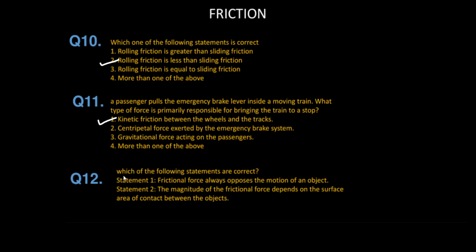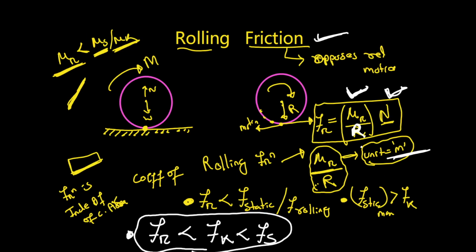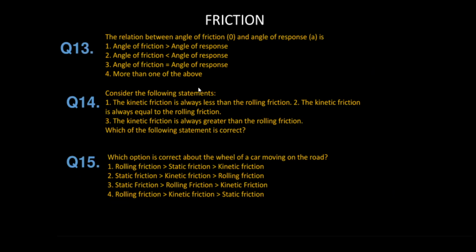Again, question 12. Which of the following statements are correct? The frictional force always opposes the motion of an object. Yes, it opposes. The magnitude of the frictional force depends upon the surface area of contact between the objects. It's false. It is independent of the area. It opposes the relative motion. So next we'll go.